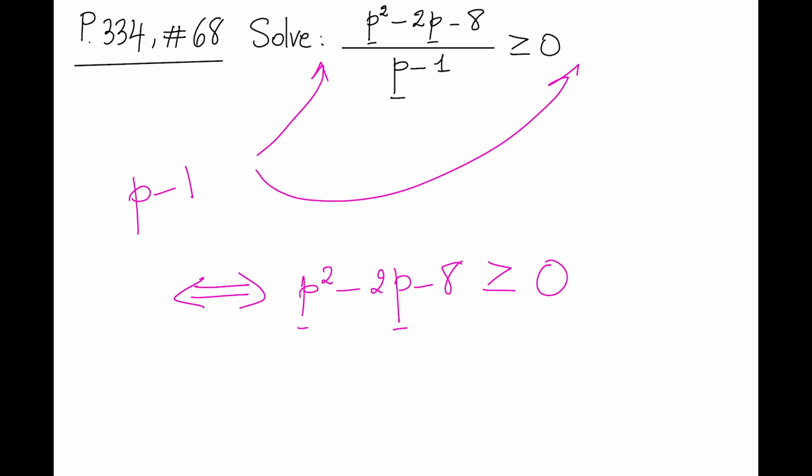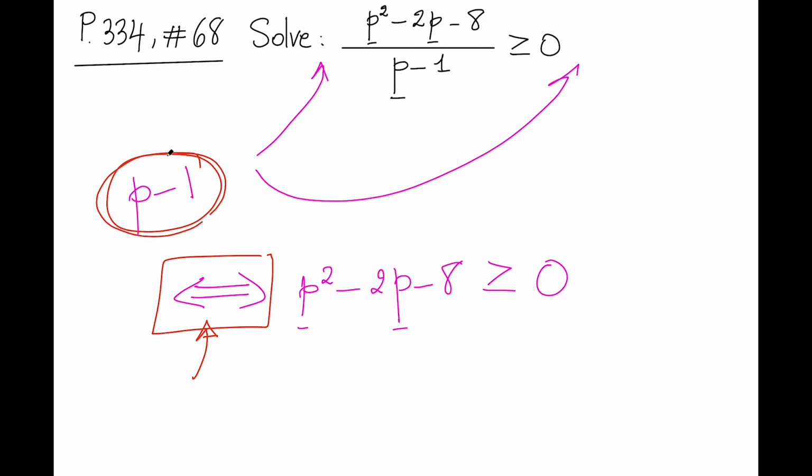But this is not correct all the time, because you are multiplying by p minus 1. You don't know what p minus 1 is. If p minus 1 is positive, then yes, this is correct. But if p minus 1 is negative, then the inequality sign has to be reversed, right? Because if you multiply both sides of an inequality by a negative entity, the inequality sign has to change. So there are really two cases there.